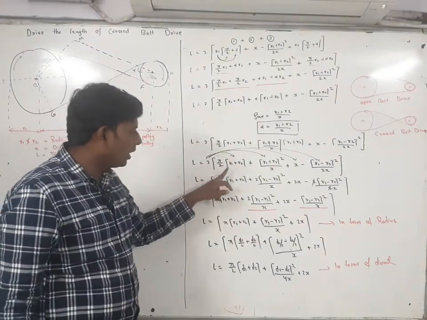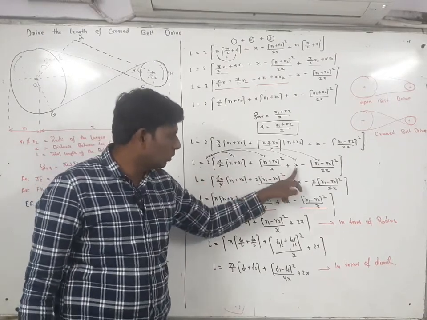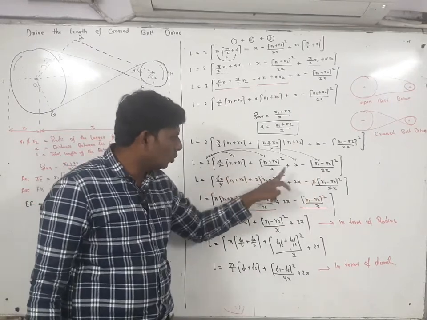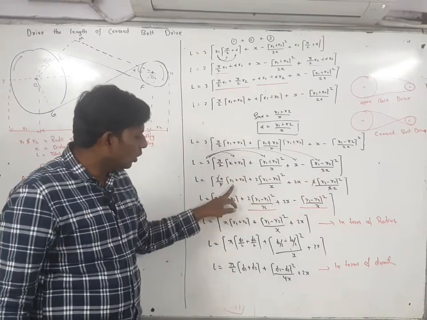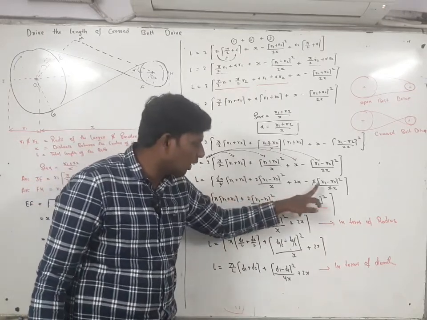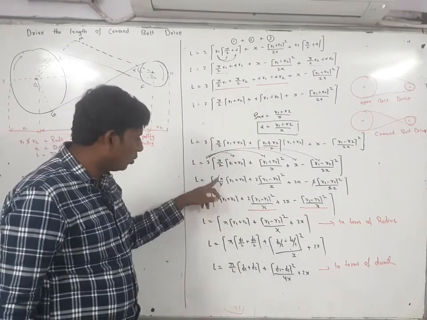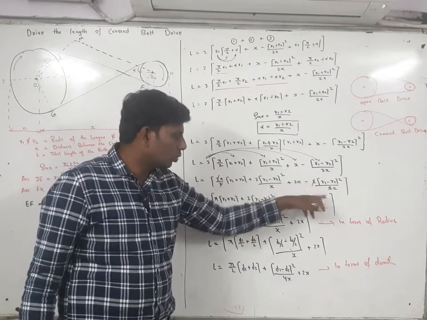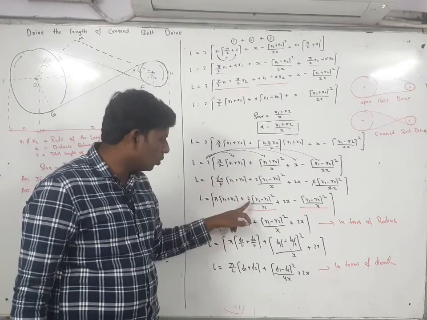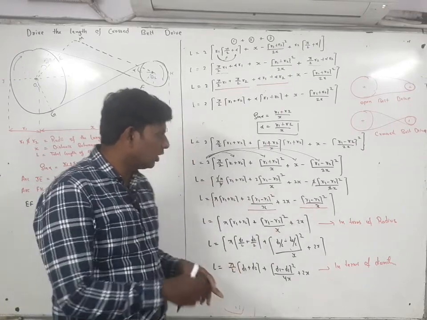Then this 2 multiplies with this term, this 2 multiplies with this term, this 2 multiplies with this term and this 2 multiplies with this term. Totally 1, 2, 3, 4 terms are there. So here also you have to multiply, here also, here also and here also. After multiplication, this 2 will get cancelled and here also 2 will get cancelled. This term is as it is: pi into R1 plus R2 plus 2 into R1 minus R2 whole square by X. This 2X is as it is and this one is also as it is.